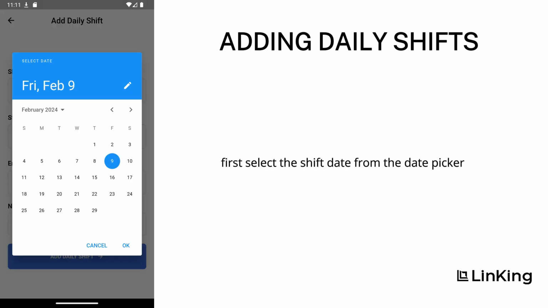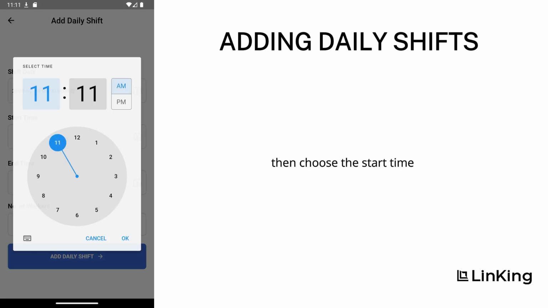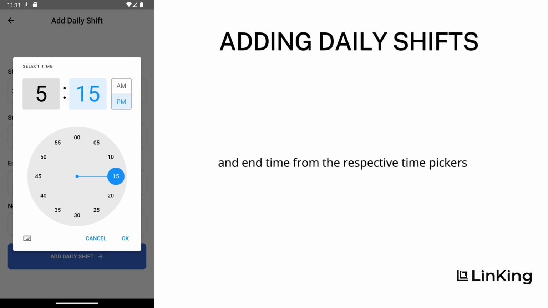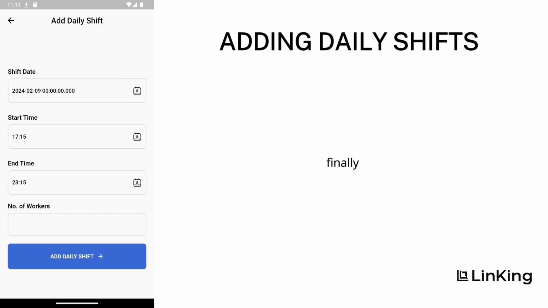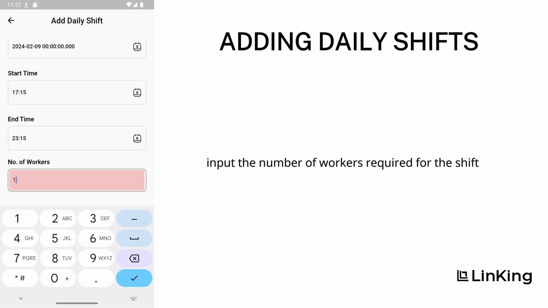First, select the shift date from the date picker. Then, choose the start time and end time from the respective time pickers. Finally, input the number of workers required for the shift.